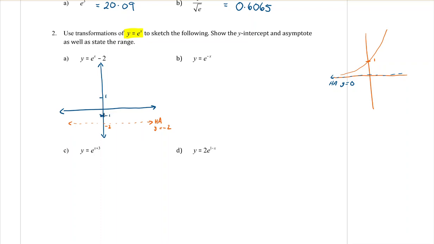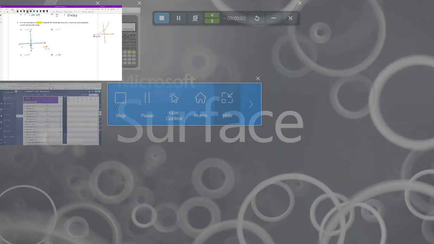If you're in any doubt, all you would need to do is substitute x equals 0 into your equation here, and you would get e to the power of 0, which is 1. 1 minus 2 is negative 1. Okay, so even though this question didn't ask for it, some questions will ask you to also show an extra point so that you can show the steepness of your exponential graph. So this is when you just choose another value.